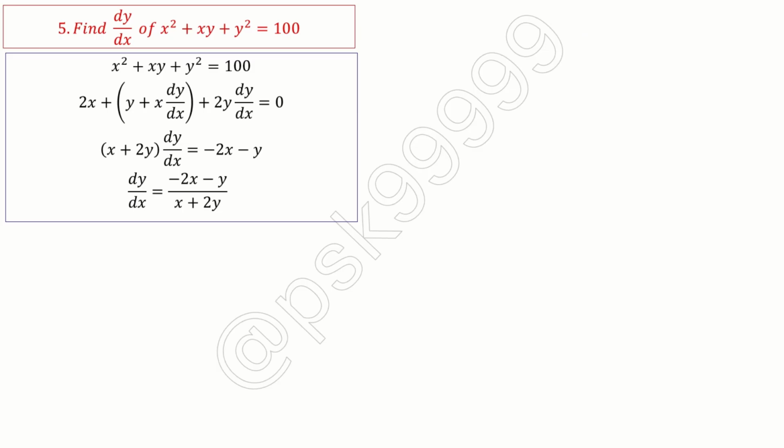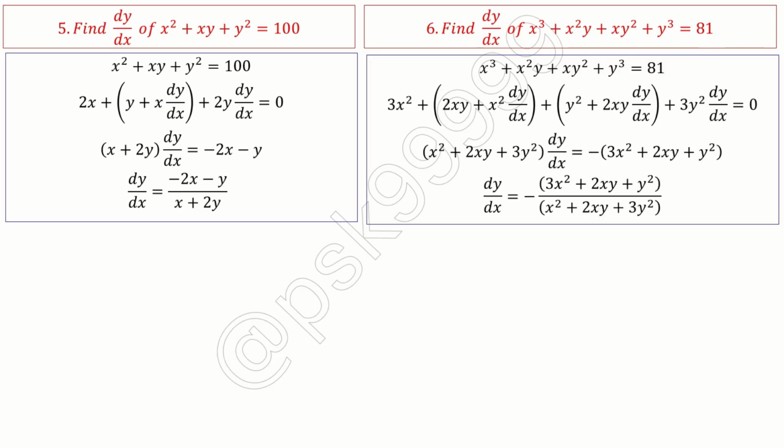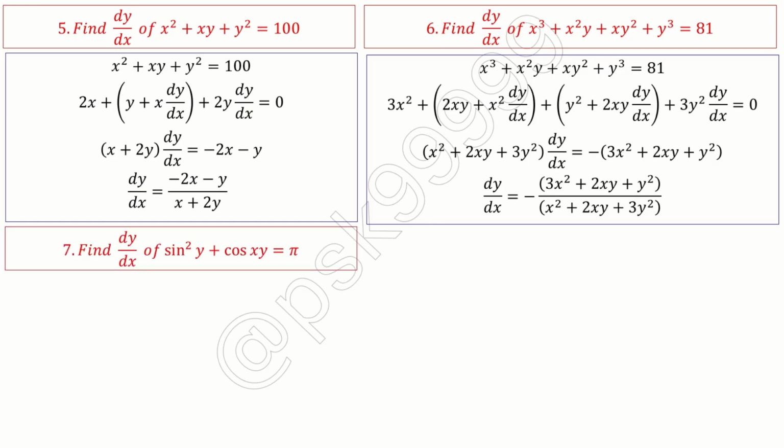Same, x square plus xy plus y square equal to 100. Same way you will do. Then x cube plus x square y plus xy square plus y cube equal to 81. Same way you will do. You have to solve all these problems yourself actually. Just check. If you go wrong, you check this video. This is the right way of doing these problems.